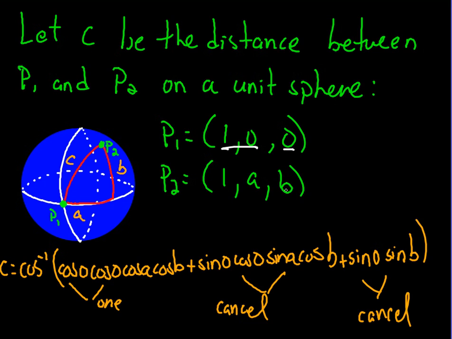And if we know how to calculate the distance between them, and I said that the distance between them is equal to the angle between them on the unit sphere, we have that C is equal to the inverse cosine of cosine theta 1, which is cosine of 0, cosine of phi 1, which is 0, cosine of A, cosine of B, plus sine of 0, cosine of 0, sine of A, cosine of B, plus sine of 0 and sine of B. But since cosine of 0 here is just 1, it just leaves cosine of A, cosine of B, and sine of 0 is equal to 0, so both of these terms cancel out. So we're left with this.